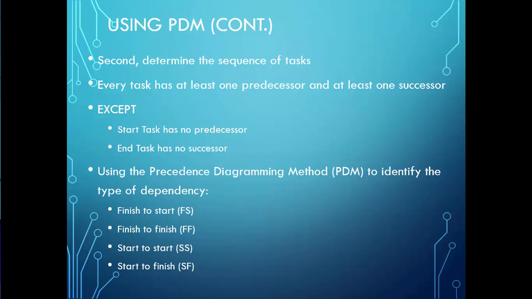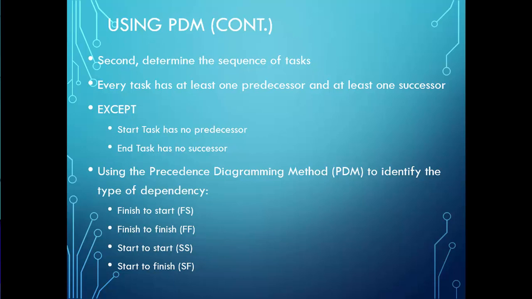Then we can determine the sequence of tasks, which one comes first. Every task has at least one predecessor and at least one successor, except the start and the end, of course. You can put a dummy node at the beginning and say start, and a dummy node at the end and say end, so you make sure that you have a start and an end. It could be zero duration for each of these nodes, but it just assists you in knowing when the project started and when it ended.